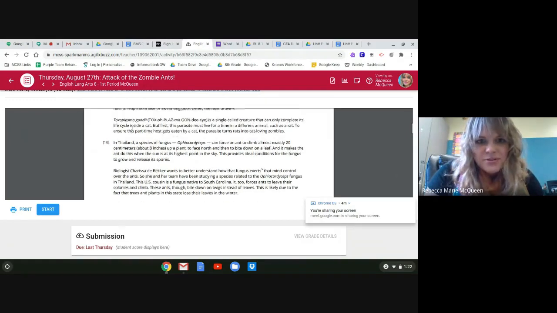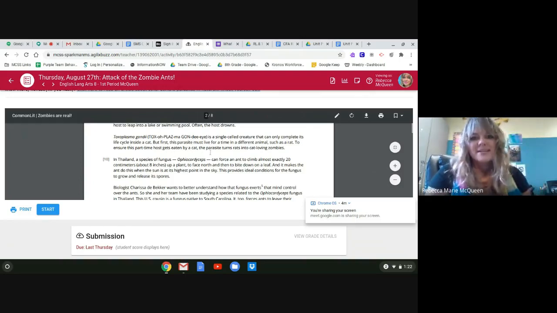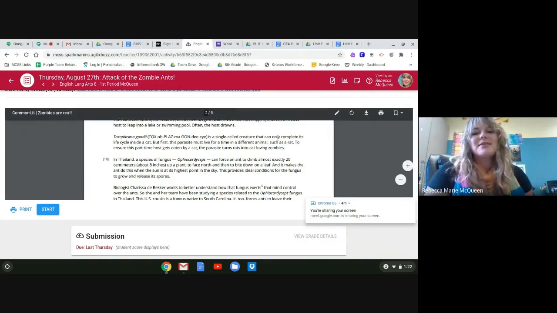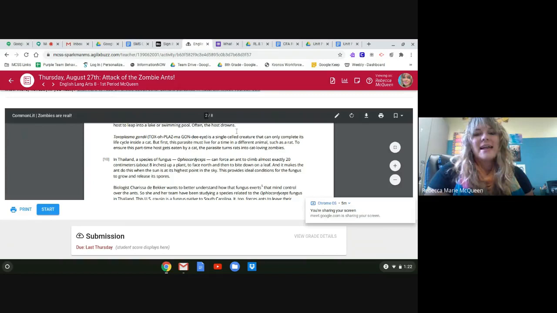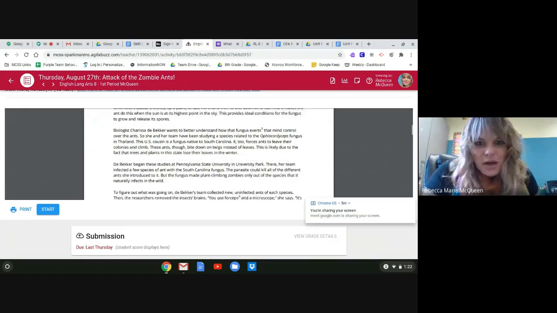So, for example, this one right here, toxoplasma gondii, is a single-celled creature that can only complete its life cycle inside of a cat. But first, this parasite must live for a time in a different animal, such as a rat. To ensure this part-time host gets eaten by a cat, the parasite turns rats into cat-loving zombies. So basically, this parasite needs to live inside of a cat, but it needs to make sure that the cat eats whatever it's living inside of, so it'll go infect a rat. I mean, that's nasty. Okay.